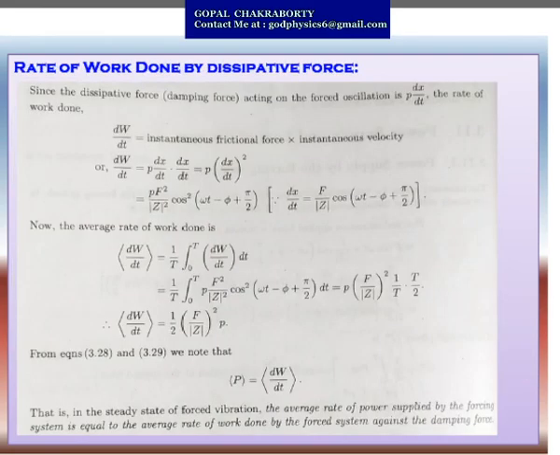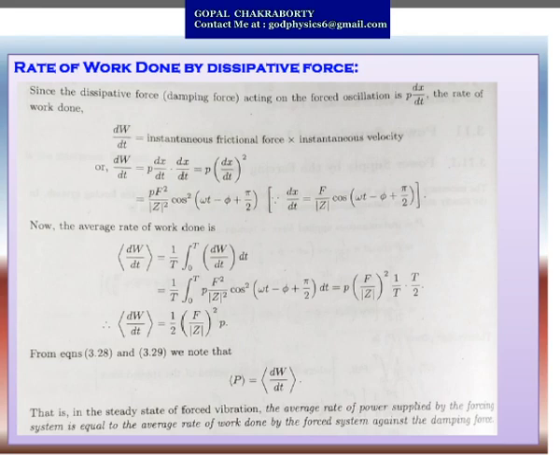Now, how do we calculate the rate of work done by the dissipative force? Since the dissipative or damping force acting on the forced oscillation is P dx/dt, the rate of work done will be dW/dt, which equals the instantaneous frictional force times the instantaneous velocity. So here dW/dt equals P dx/dt times dx/dt. After substituting that value, we get this equation.